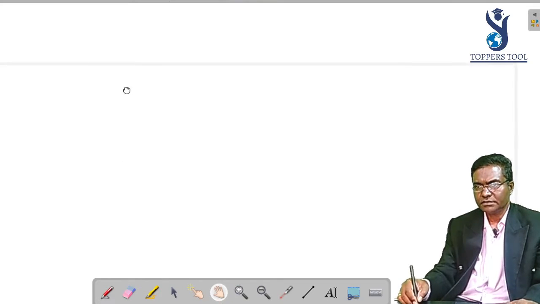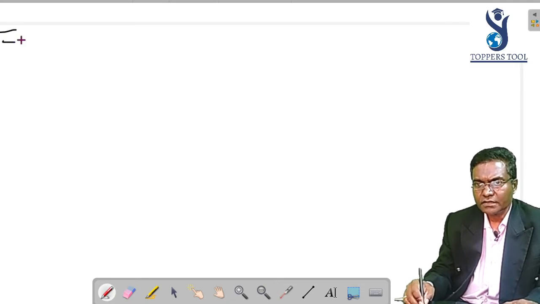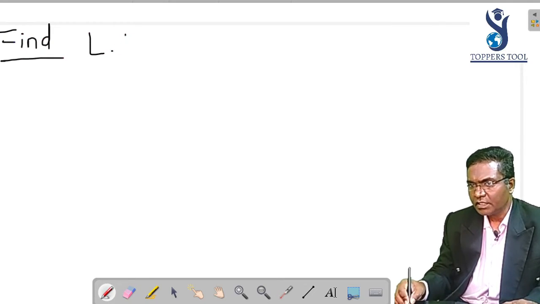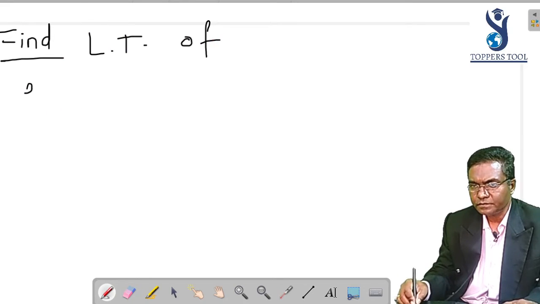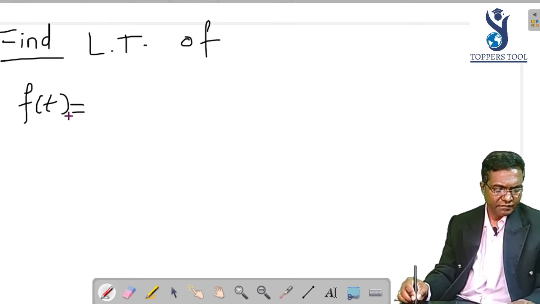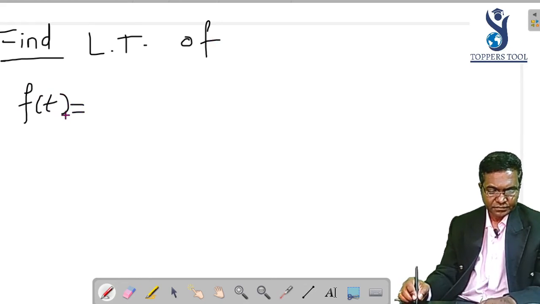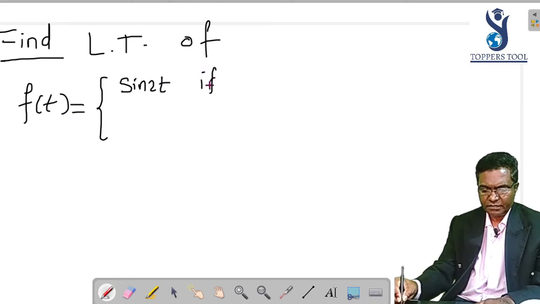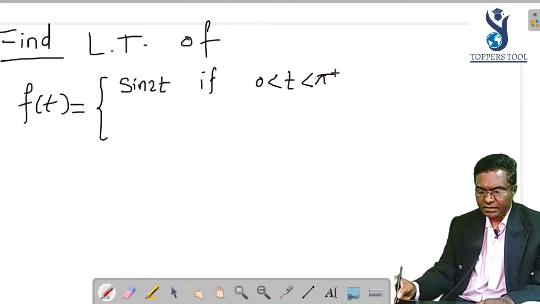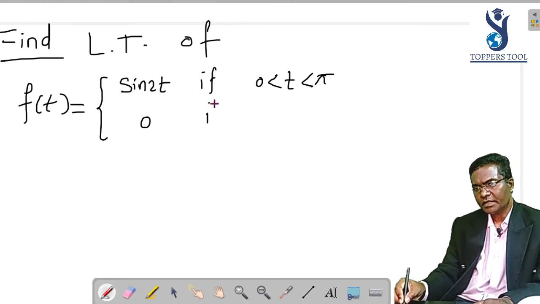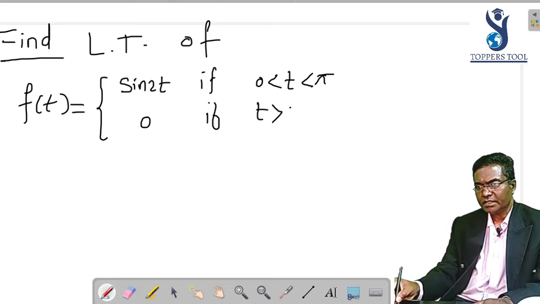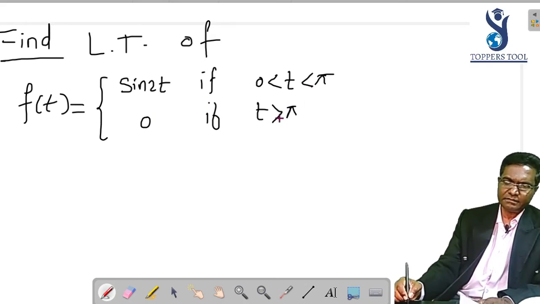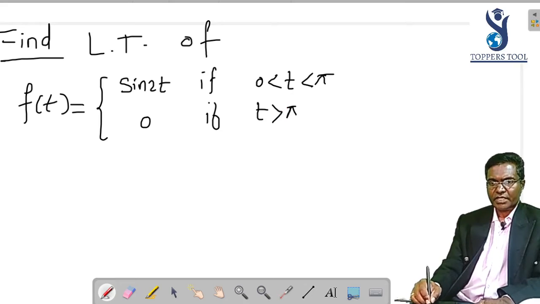Find the Laplace transform of f of t is equal to sine 2t if t is between 0 and pi, and it is 0 if t is greater than pi.